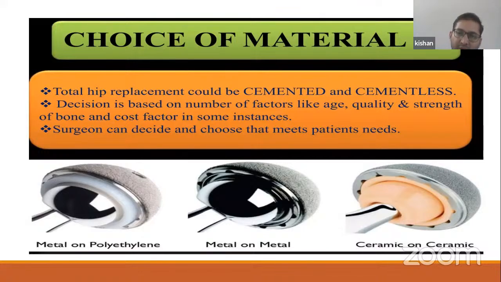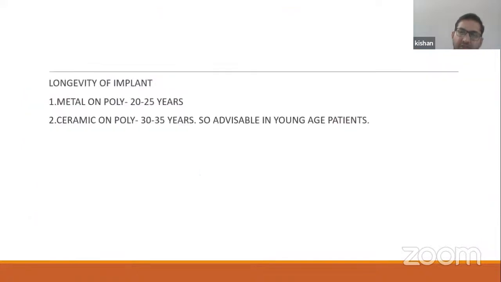So total hip replacement could be cemented or cementless. Nowadays, we usually use the cementless femoral stem. The decision is based on a number of factors like age, quality of life, strength of the bone, and cost factor in some instances. Cemented hip replacement is a little bit cost effective. Uncemented is a little bit costly for the patient. So the surgeon can decide and choose what meets the patient's need.